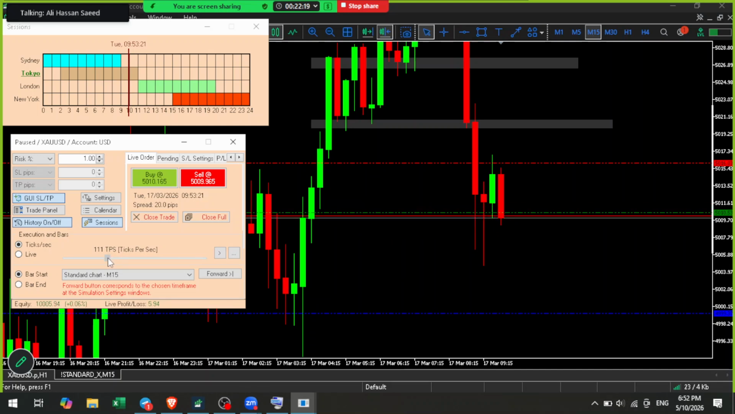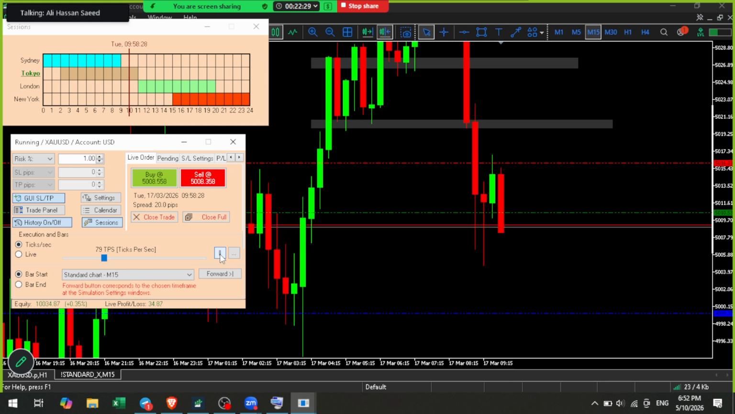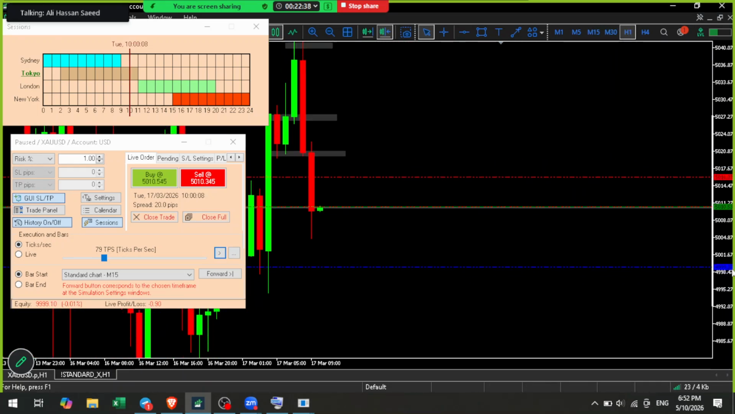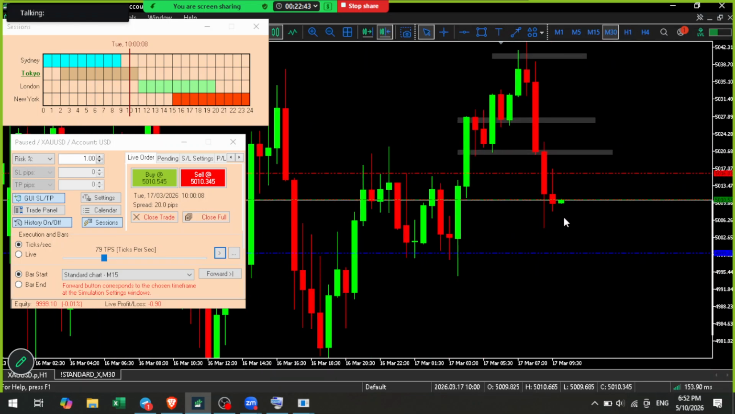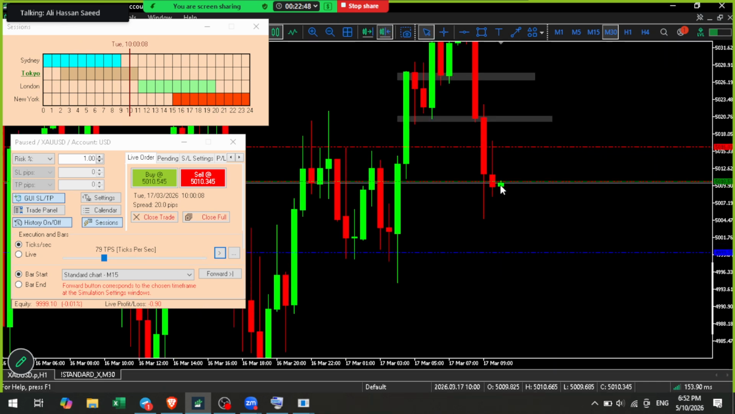Maybe my computer is lagging a lot. 1 hour is about to close, 2 minutes, 1 minute. Yes, we have a 1 hour candle close. That is a strong bearish candle. On the 30 minute, what do we have? A rejection, or you can say exhaustion candle. The next candle can wake up and break the previous candle's low. That would be our second confirmation for sells.